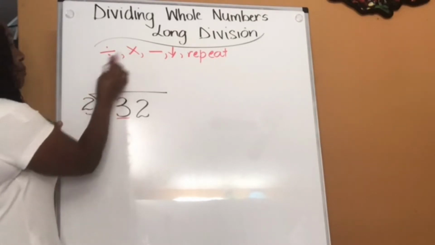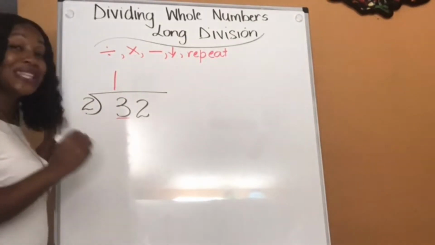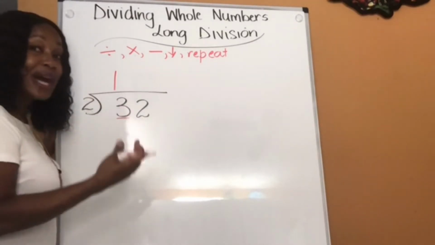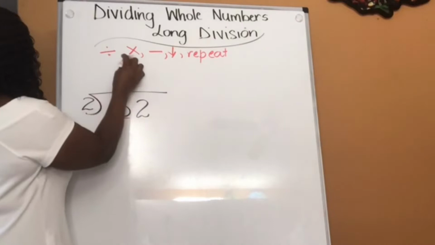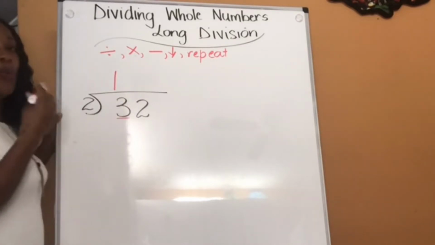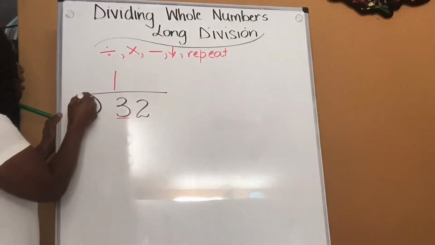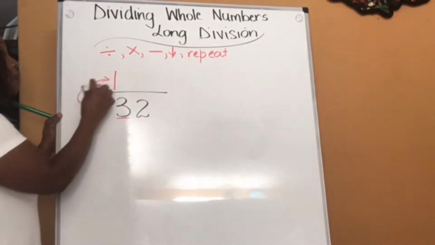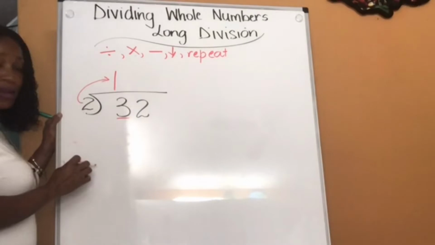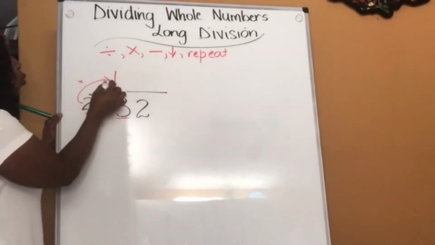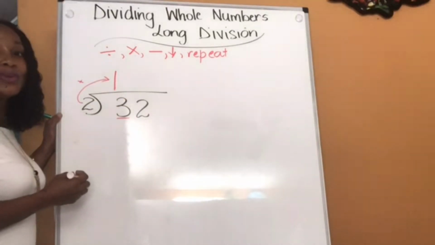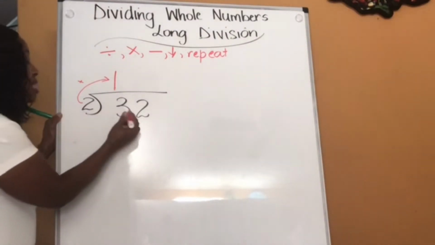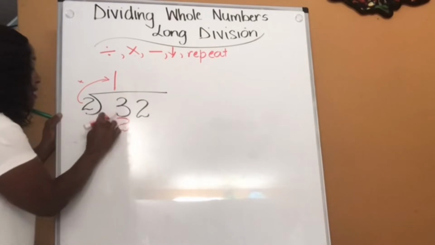My next step is to multiply. You always have to remember what step you just took and what's the step that comes after. So I just divided and now I'm going to multiply. What do I multiply? I am multiplying the number on the outside, that's your divisor, by the number you just wrote up there. So 2 times 1 equals 2. Now where do I put my 2? Because I just divided this 3, I'm putting the 2 underneath it.